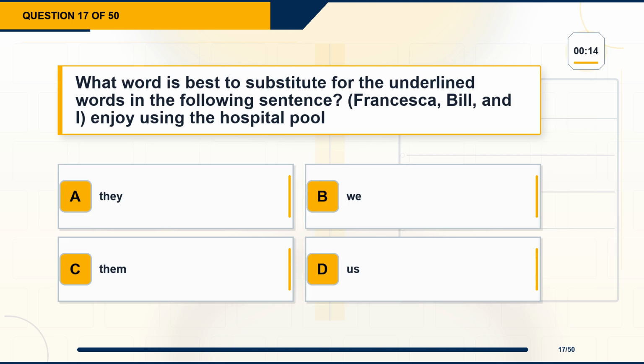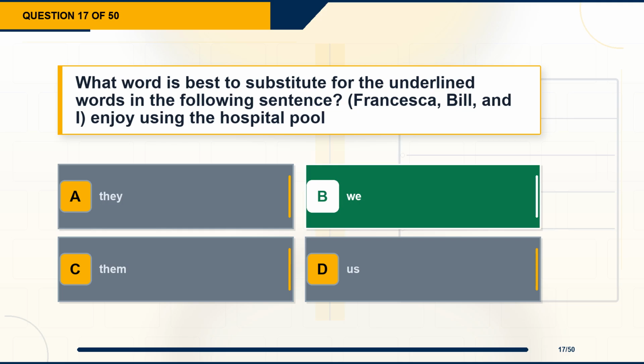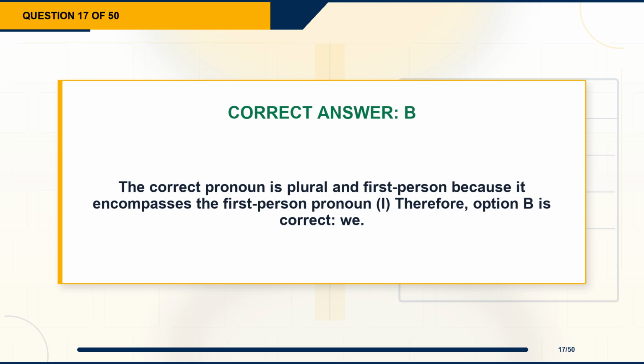Question 17. What word is best to substitute for the underlined words in the following sentence? Francesca, Bill, and I enjoy using the hospital pool. Option A, they. Option B, we. Option C, them. Option D, us. The correct answer is option B, we. Explanation. The correct pronoun is plural and first person because it encompasses the first person pronoun, I. Therefore, option B is correct, we.